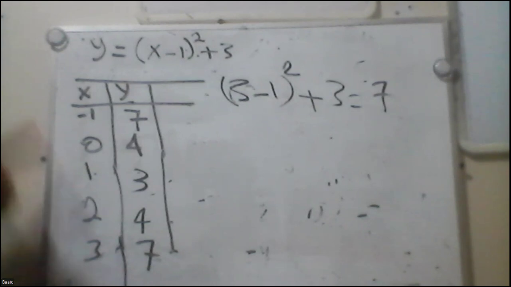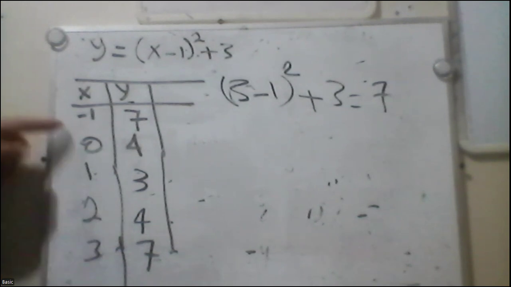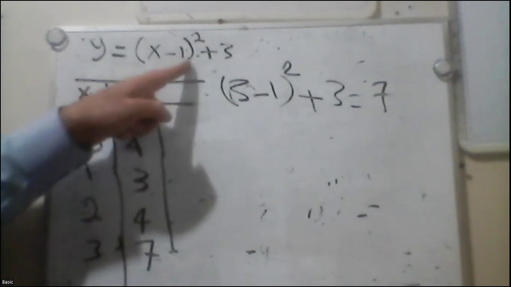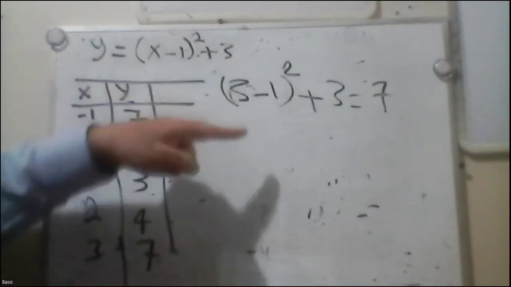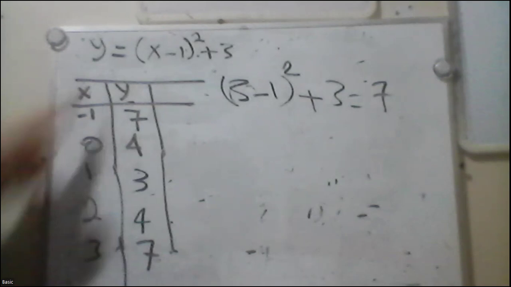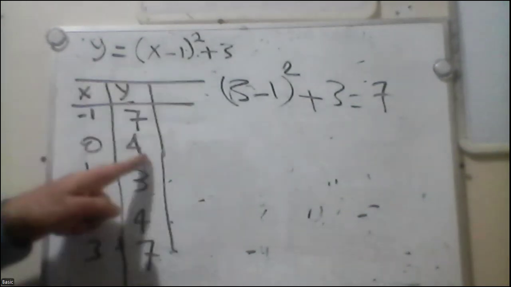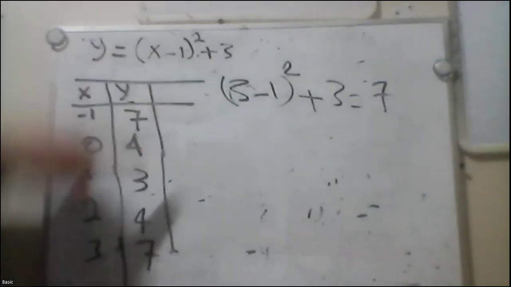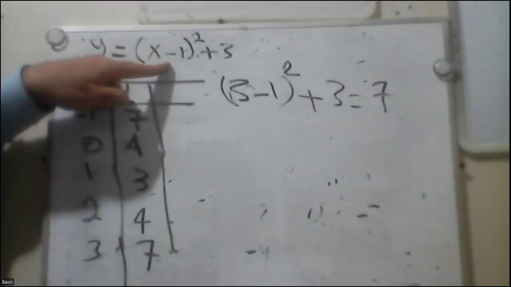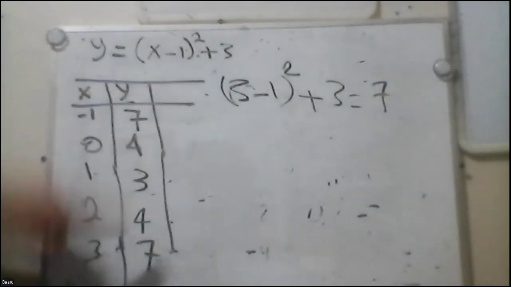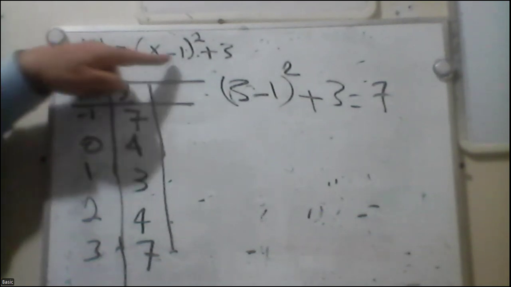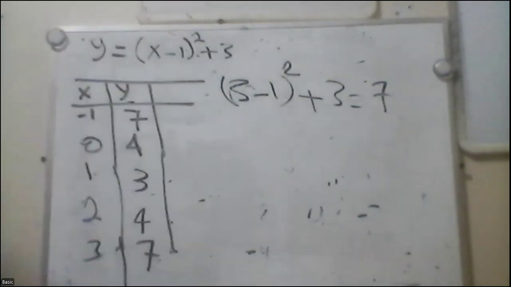So I have now the pairs of answers. For minus 1, minus 1 and minus 1 is minus 2. Minus 2 squared becomes 4 positive. 4 plus 3 will give me 7. 0 minus 1 is minus 1, squared is 1. 1 plus 3 gives me 4. 1 minus 1 is 0. 0 squared is 0, plus 3 is 3. 2 minus 1 is 1. 1 squared is 1, plus 3 gives me 4. And finally, 3 minus 1 is 2. 2 squared is 4. 4 and 3 is 7.